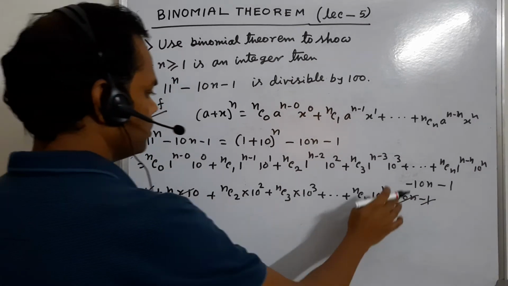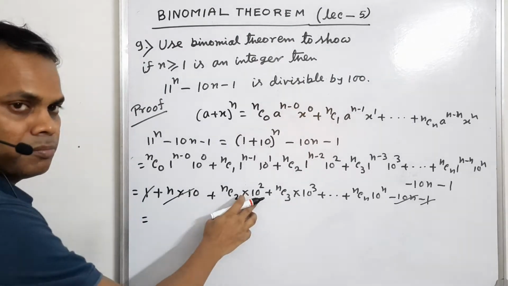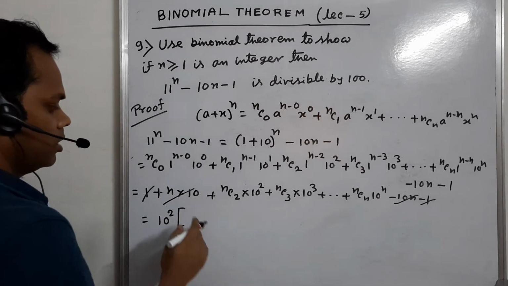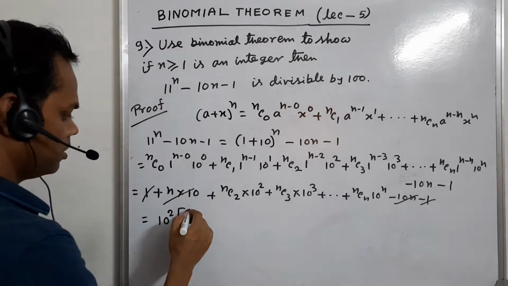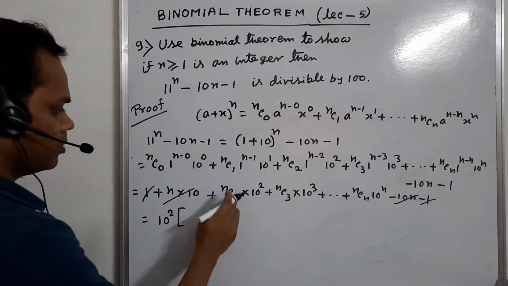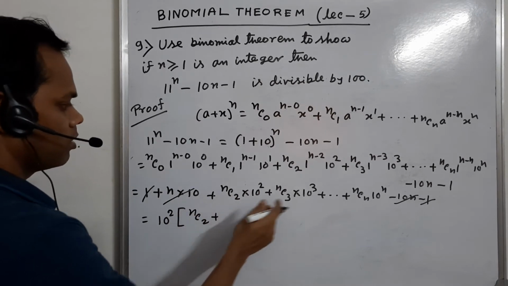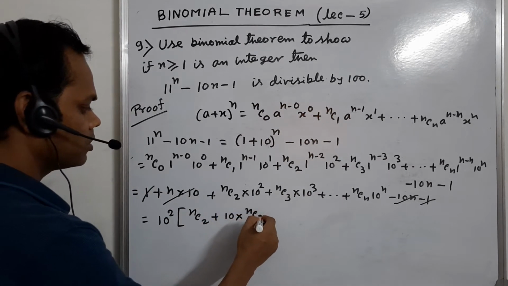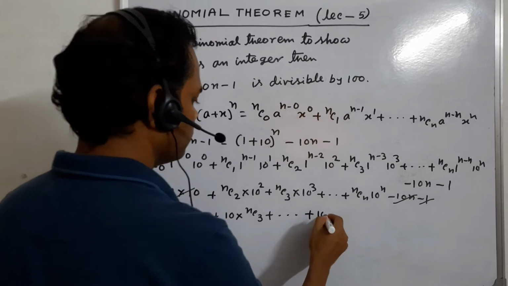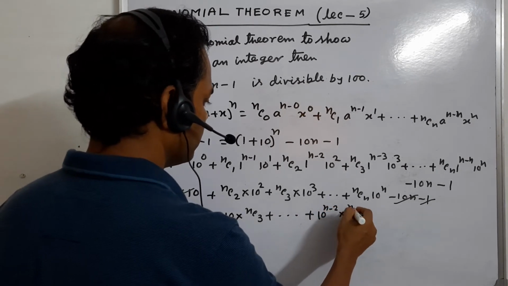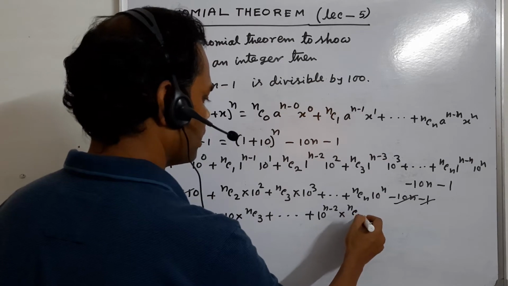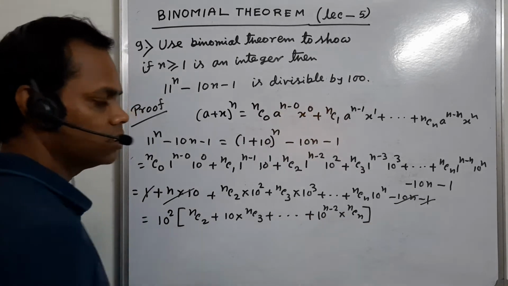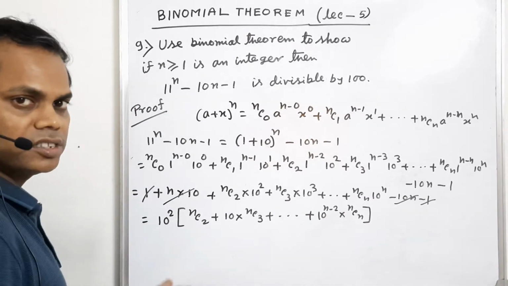So from the rest of the terms we see that 10 square is the minimum power. So if we take common 10 square, then within the bracket it remains nC2. If we take 10 square from 10 to the power 3, then 10 into nC3, plus dot dot, 10 to the power n minus 2 into nCn. nCn is also an integer, or nCn is 1. So expression within the bracket is a positive integer.